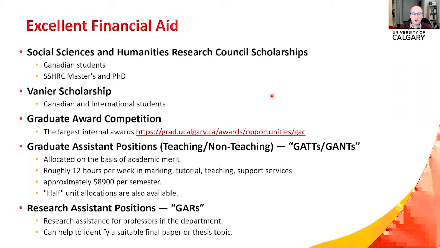Internally, we have what's called the Graduate Awards Competition, which is an ongoing and regular process where you apply for funding through a wide variety of sources internal to the university. But in addition to that, the core base financial support that we offer to our graduate students takes the form of either teaching or research assistant opportunities.